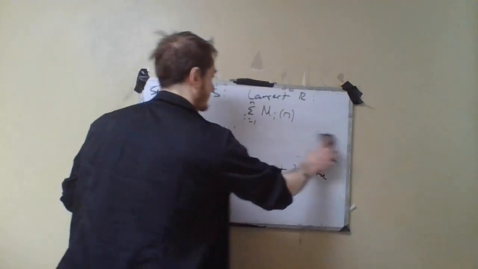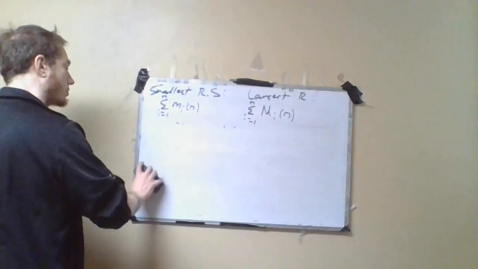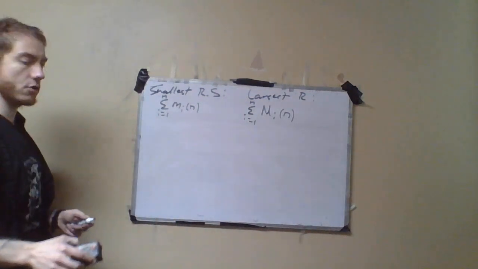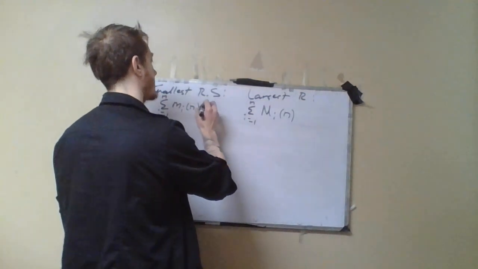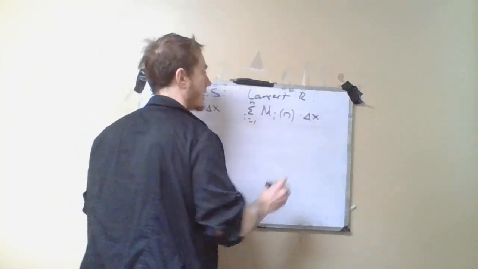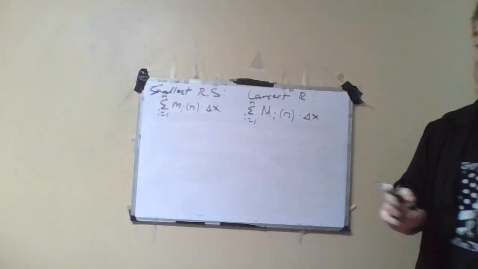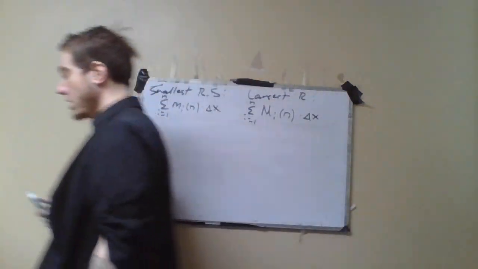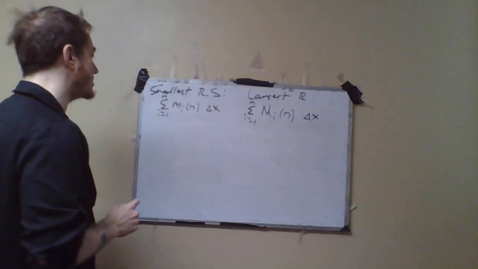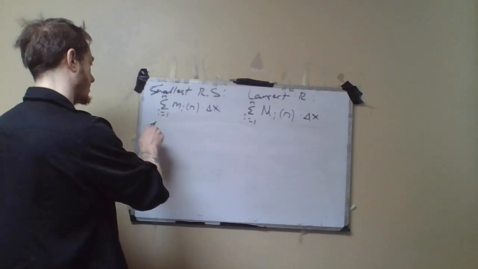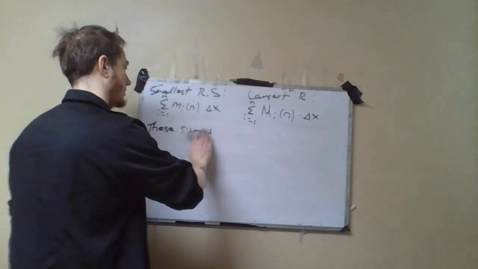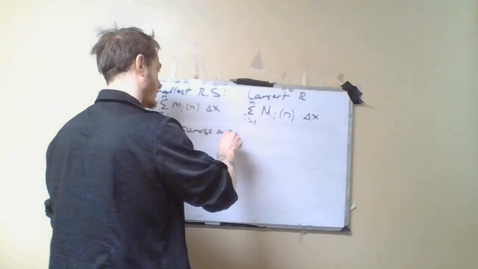Now, what I want to argue is that these converge, whoops, I forgot my delta x here. Now, there are a couple of things that I want to argue here. First of all, I want to argue that these sums are bounded. That's not how you spell sums.